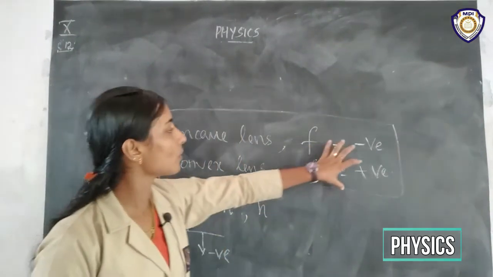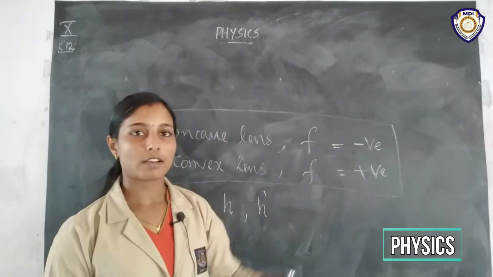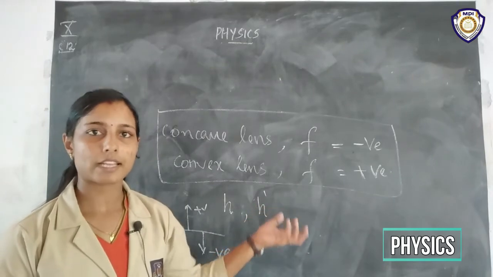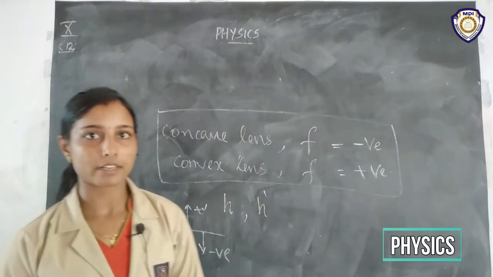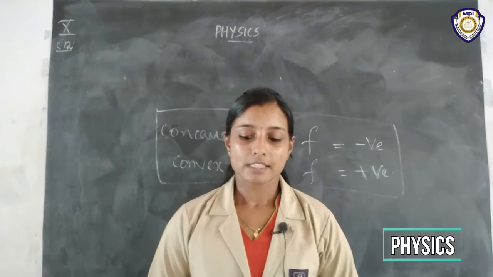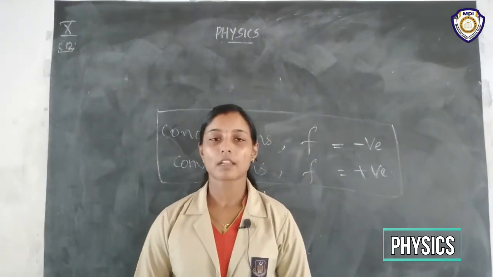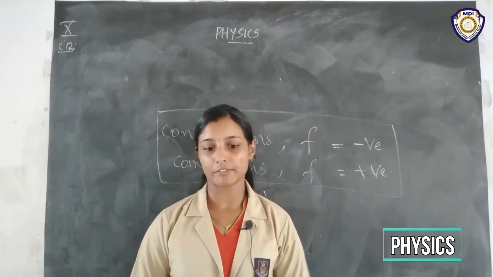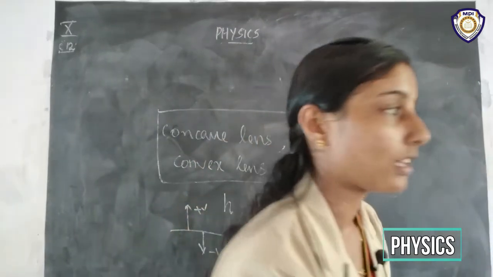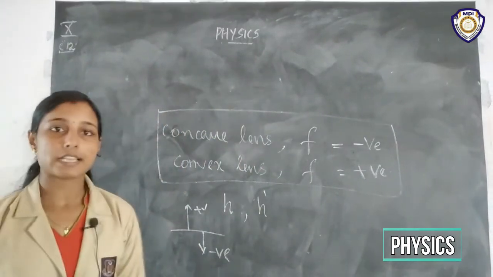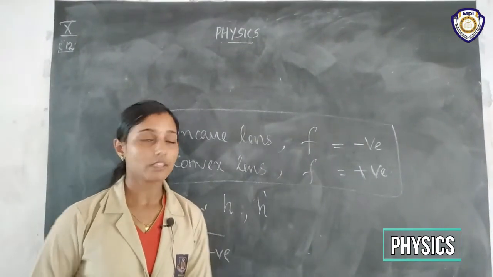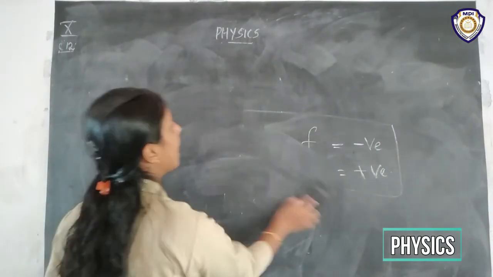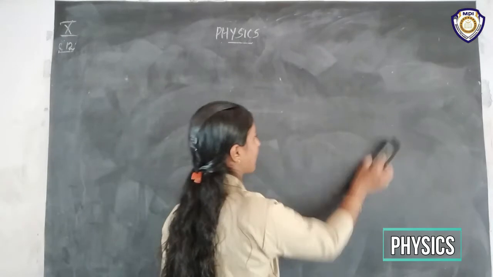So you should always remember these things. All other things will be similar in the case of spherical lenses as well as spherical mirrors. So that is sign convention. And next, we have to know what the lens formula and magnification are. We already know the mirror formula and magnification, so like that, here also we have a lens formula and a magnification formula.